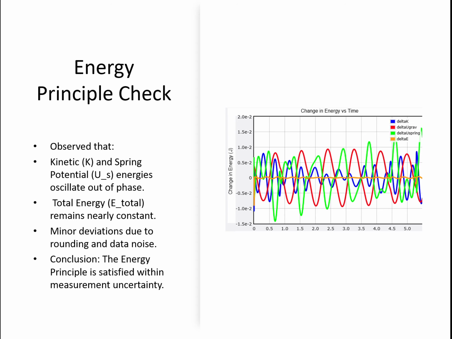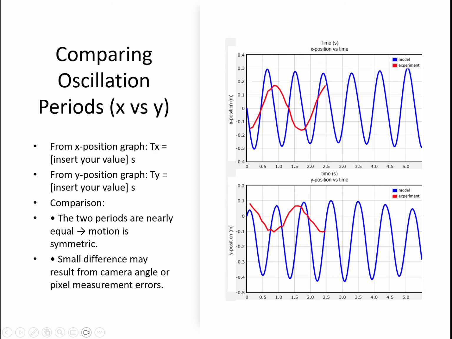So these are my plots of energy changes over time. As the mass oscillates, kinetic energy and spring potential energy trade off while total energy remains nearly constant. Gravitational potential energy oscillates slightly due to the vertical component of motion. Small variations in total energy likely come from air resistance or calibration error.